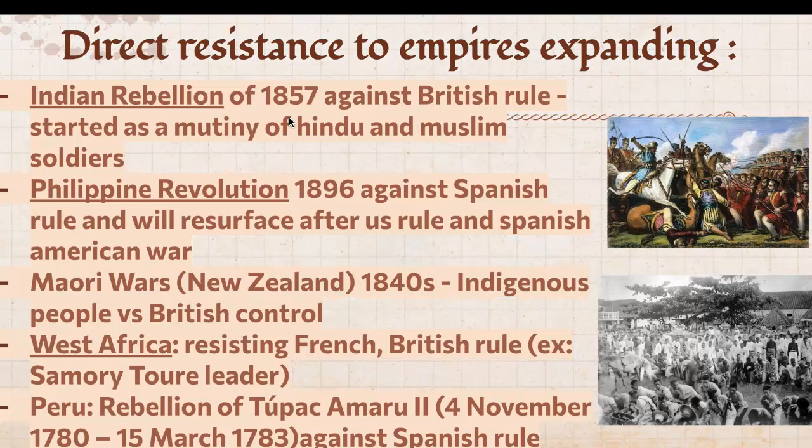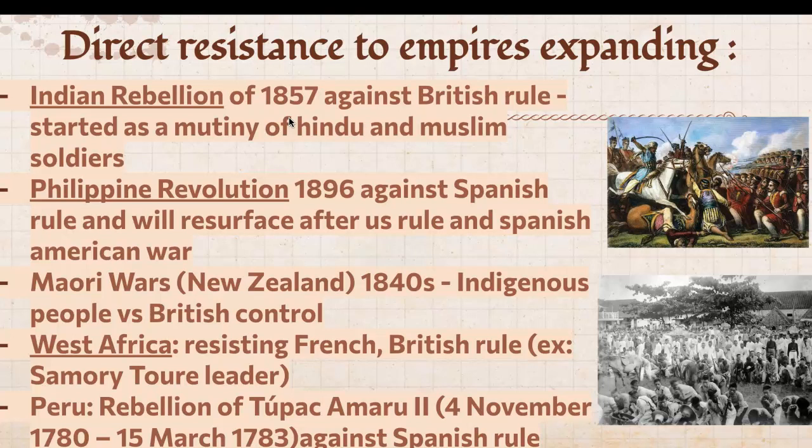So here's a bunch of examples of direct resistance to empires expanding. That is going to be the Indian Rebellion of 1857. This is going to be against British rule. It will start as a mutiny, which means like an uprising of Hindu and Muslim soldiers that will go against the British government. They will not win this rebellion, unfortunately.